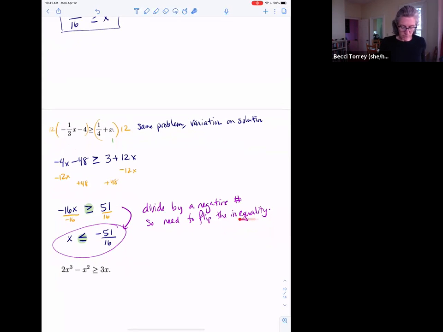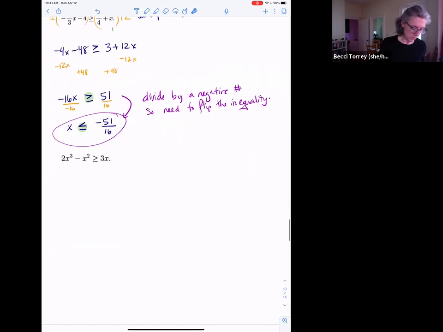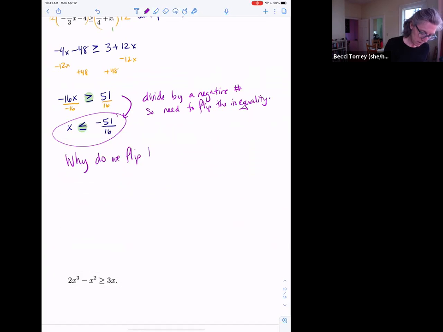Why do we have to flip the inequality? Notice if I did not flip the inequality, I would have gotten the wrong answer. I would have said x is bigger than minus 51/16. You have to flip that inequality. Why do you have to flip the inequality? Let's put this down again. Why do we flip the inequality?